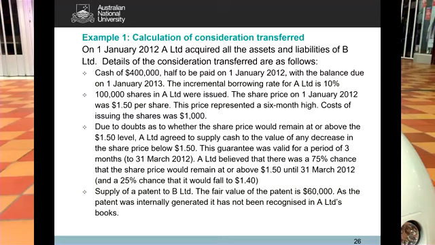Okay, let's look at the question. A acquired all assets and liabilities of B, and the consideration transferred is as follows. We need to determine the fair value of consideration transferred. Cash, that's easy. Cash is cash. 400, but half to be paid on 1st January 2012 and half to be paid next year. The incremental borrowing rate for A is 10%.